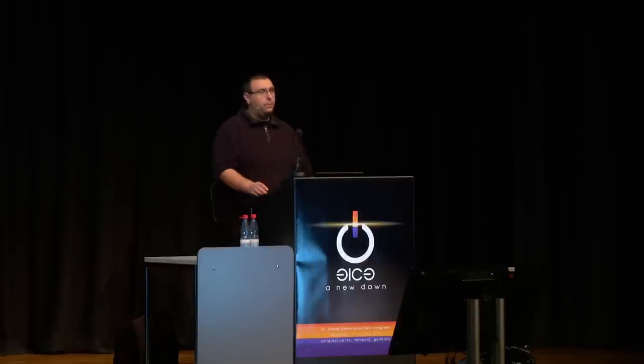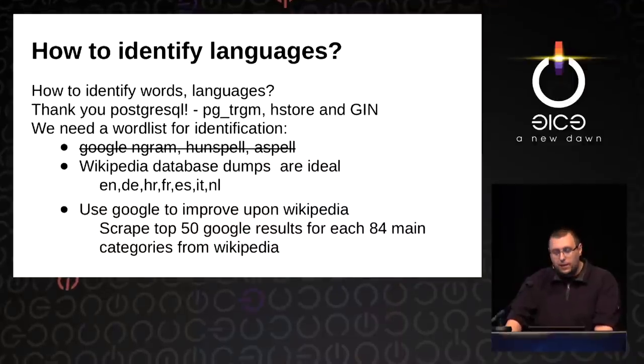And to improve on Wikipedia, Wikipedia has about 84 main categories that I identified.